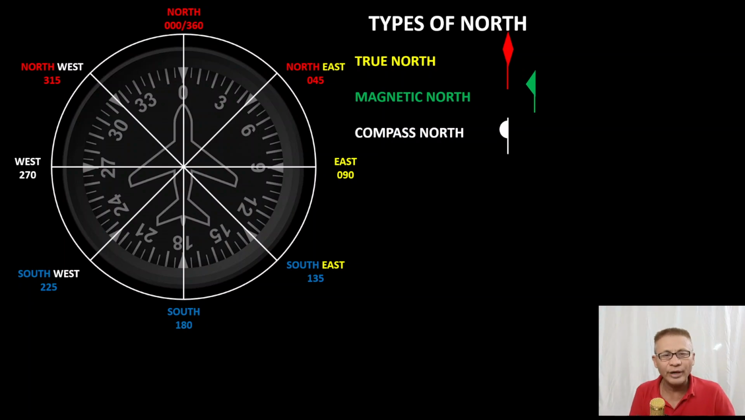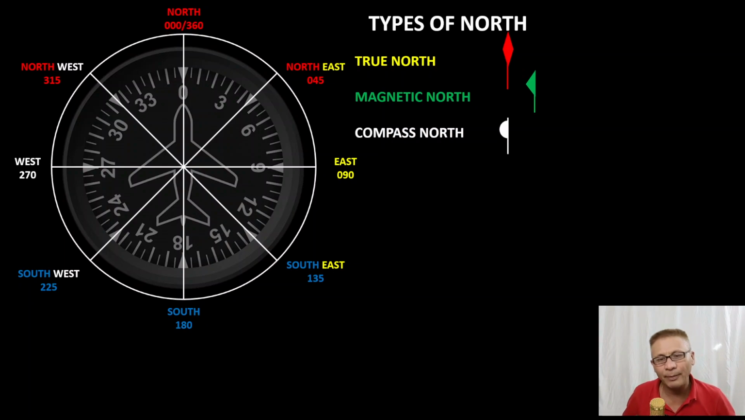So therefore we have three types of north. The first is the true or geographic north, wherein the parallels go and join the north pole or the south pole. The next, where a freely suspended magnet points, is the magnetic north. The third is the compass north, which is the magnetic north influenced by the electrical system or the magnetic system inside the aircraft. That particular direction is known as the compass north.